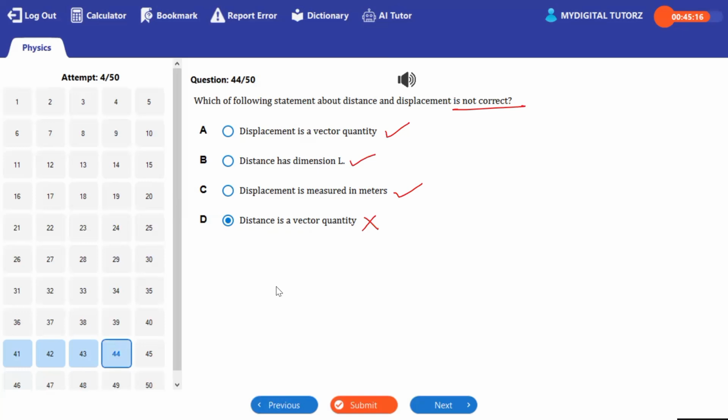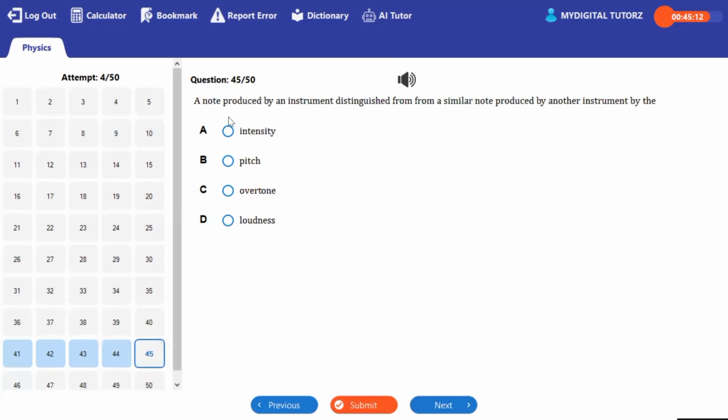Now, question 45 says, a note produced by an instrument is distinguished from a similar note produced by another instrument by the A, intensity, B, pitch, C, overtone, D, loudness. The correct answer here is overtone. To start with, what is overtone? Overtone is a kind of other frequencies beside the fundamental frequency that exist or occur in a musical instrument.